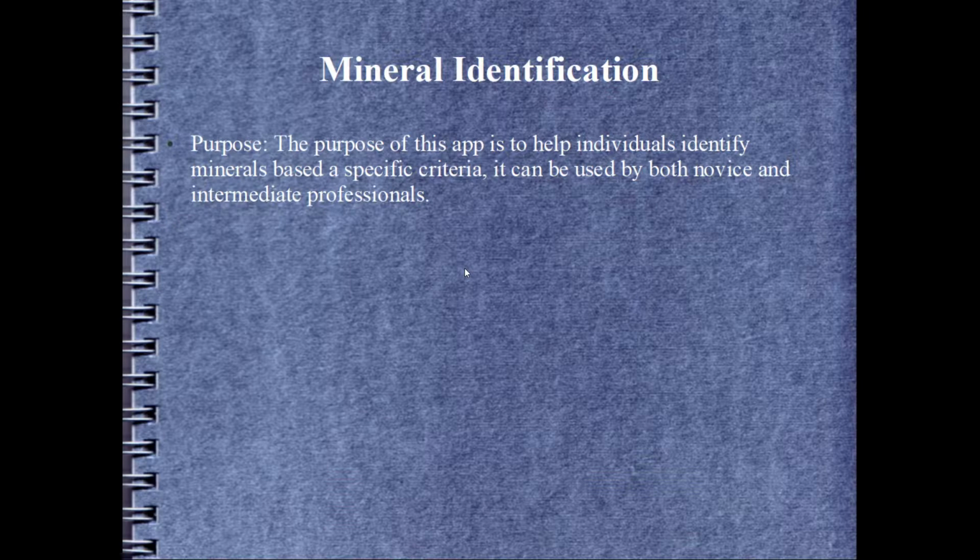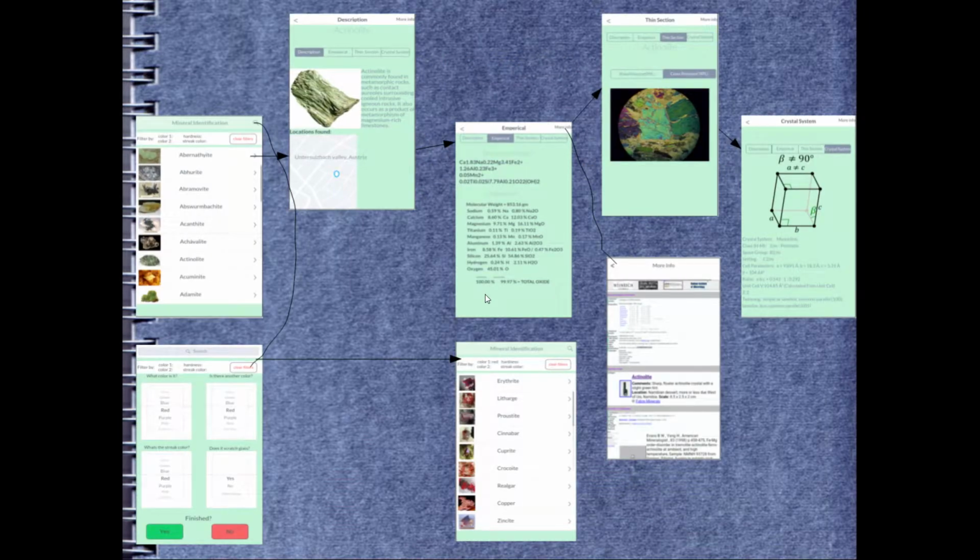So the app that I decided to do is a mineral identification app. The purpose of this app is to help individuals identify minerals based on a specific criteria. It can be used by both novices and intermediates alike. And once you click on a mineral, it'll show you specific details on that mineral. This is the UI of my app.